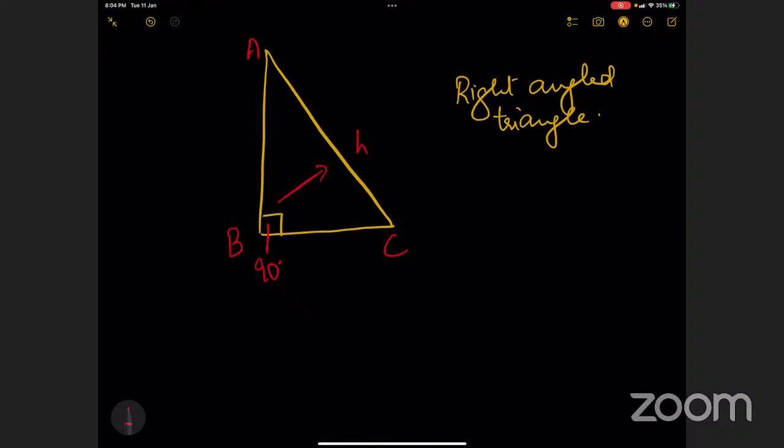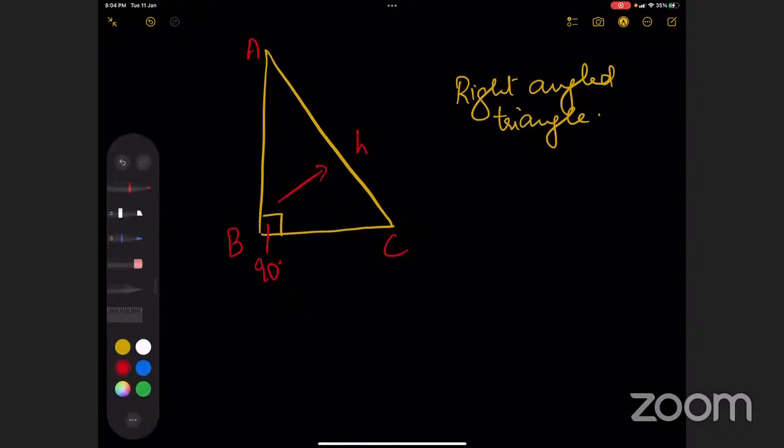What? Could you repeat? Which one is perpendicular? Perpendicular is AB. So it's a line that's perpendicular on the base, and the base is BC.